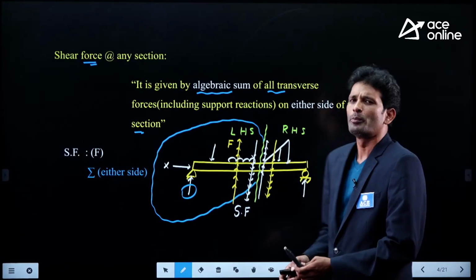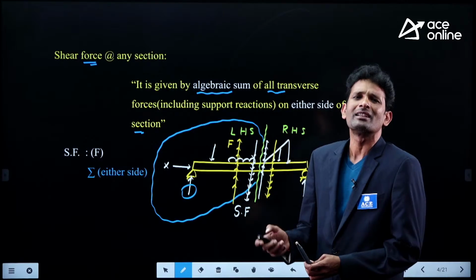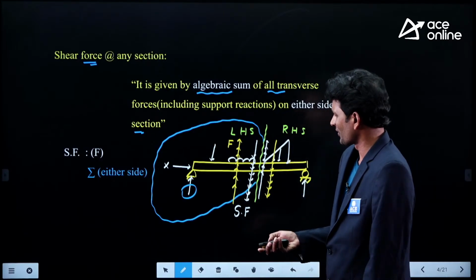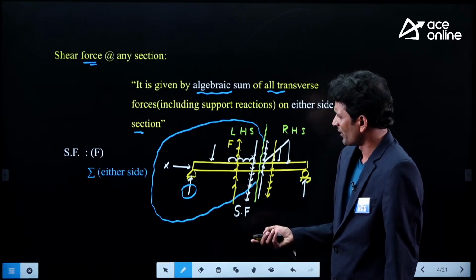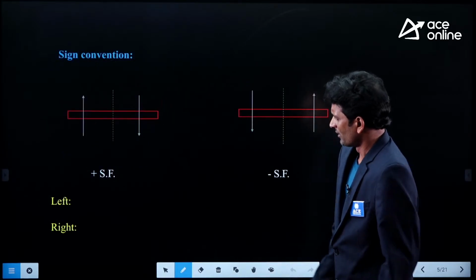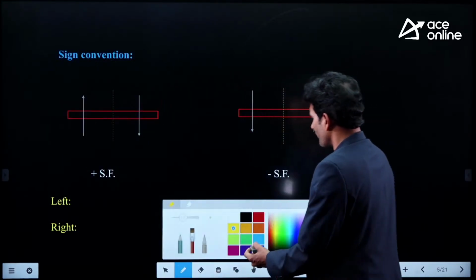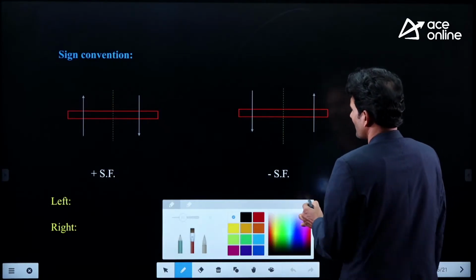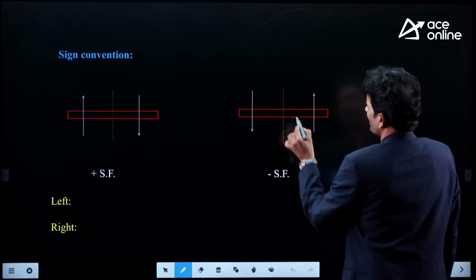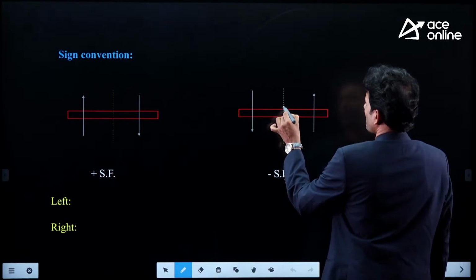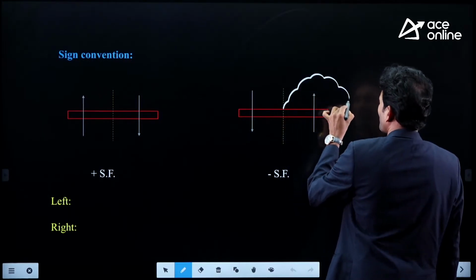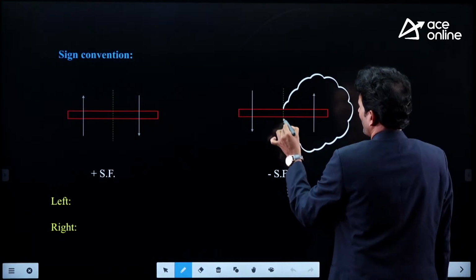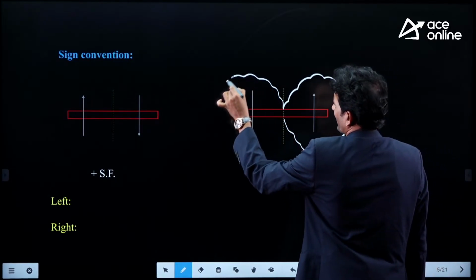Since we are having two possibilities, we need to assign the sign convention for the shear force analysis. What is the sign convention we are using? Let us take this one. For analyzing the shear force at any section, this is the beam I am considering, this is the section I am taking. For my section, this part is the right-hand side and this part is the left-hand side.